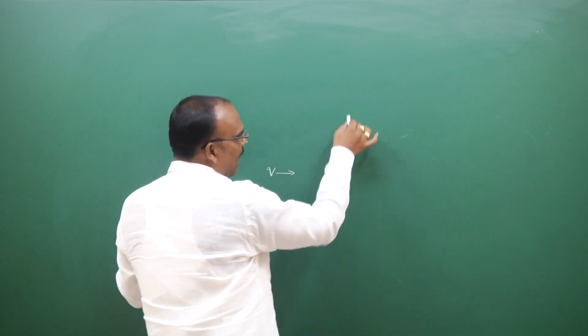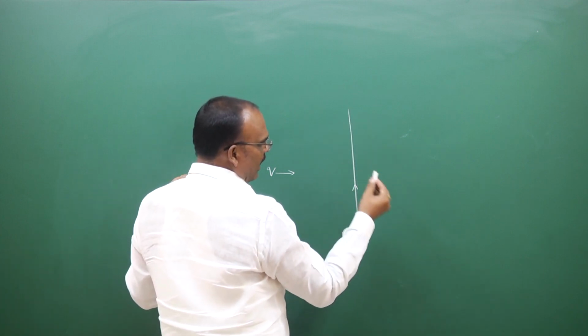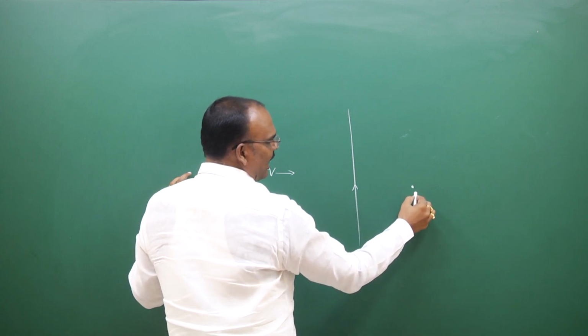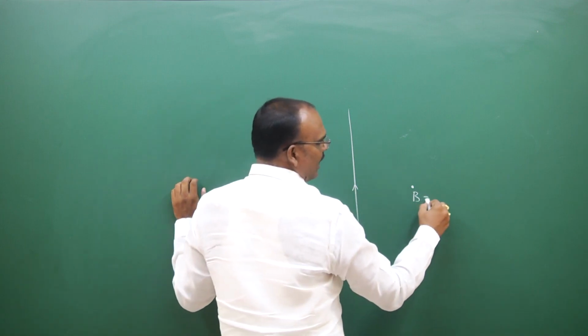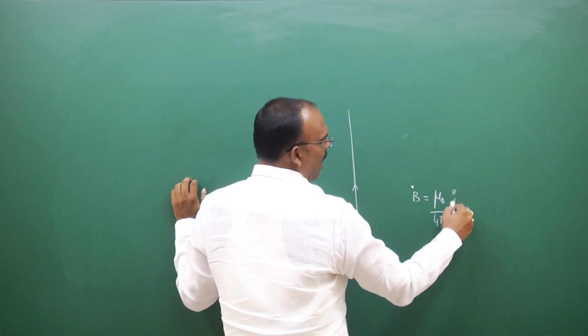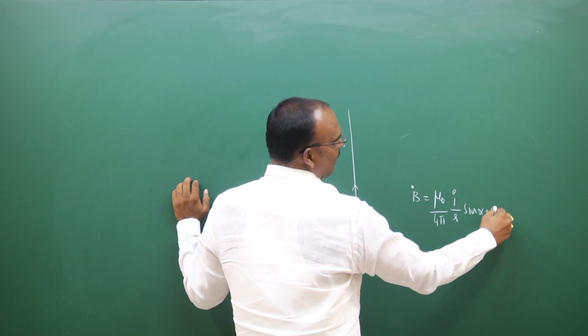Whereas a current carrying conductor produces magnetic field around it, and we are able to calculate magnetic field at any point due to this straight conductor. Magnetic field is mu naught by 4 pi I by R into sin alpha plus sin beta.